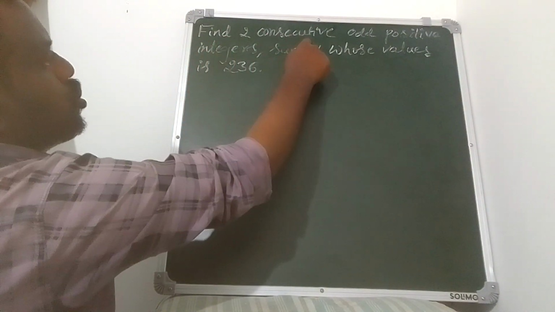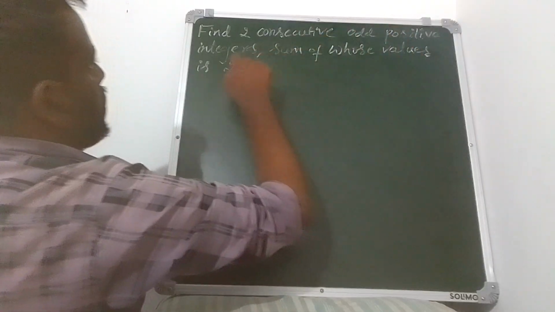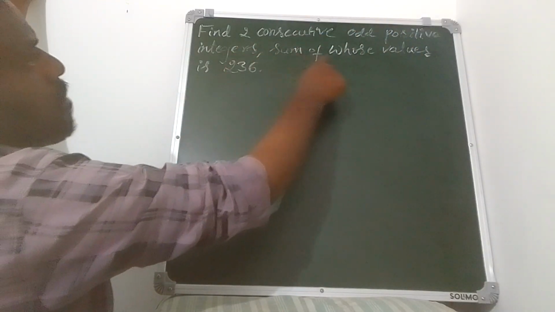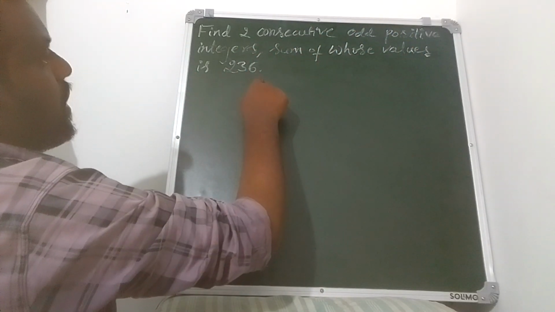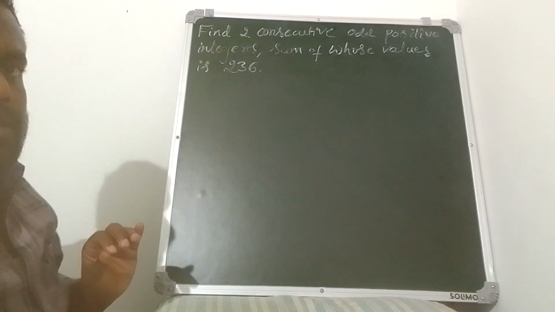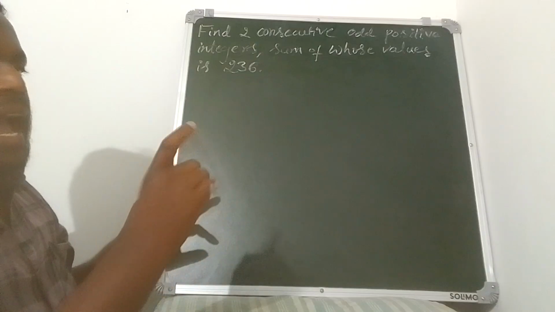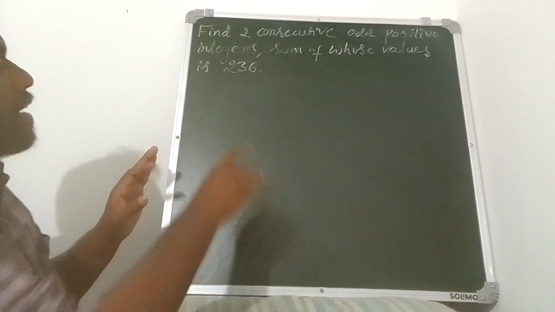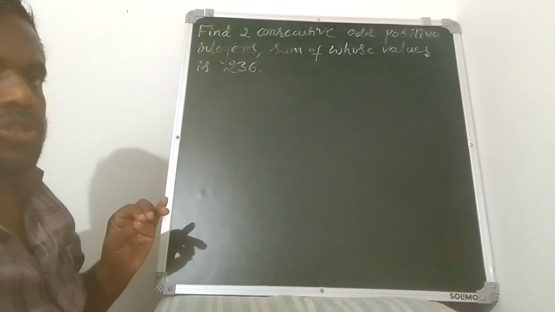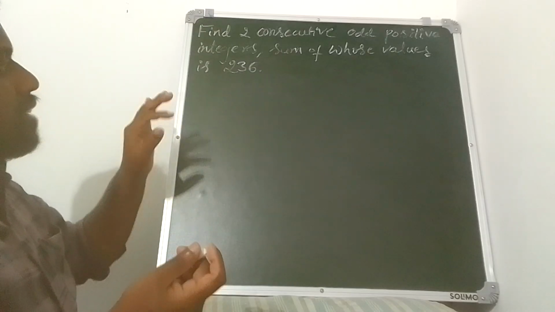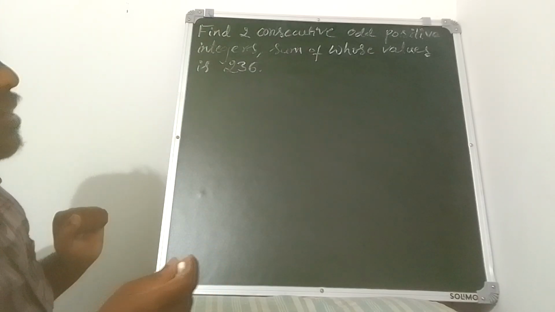Find two consecutive odd positive integers, the sum of whose values is 236. That means there are two positive integers, and if we add them, we will get this 236. So what are those values? That is the question.